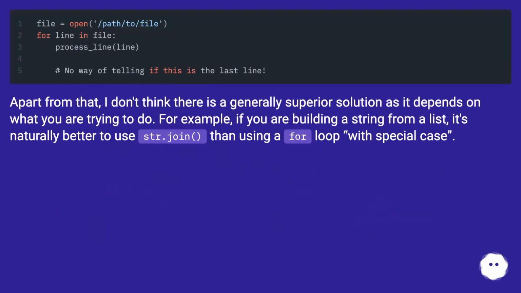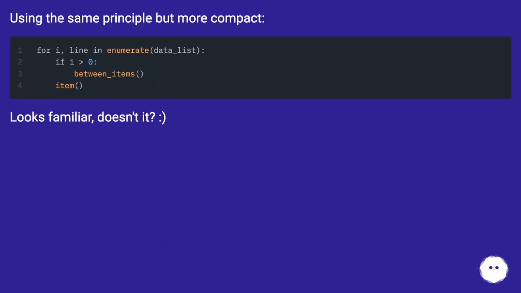Apart from that, I don't think there is a generally superior solution, as it depends on what you are trying to do. For example, if you are building a string from a list, it's naturally better to use str.join than using a for loop with special case. Using the same principle but more compact. Looks familiar, doesn't it? Smiley face.